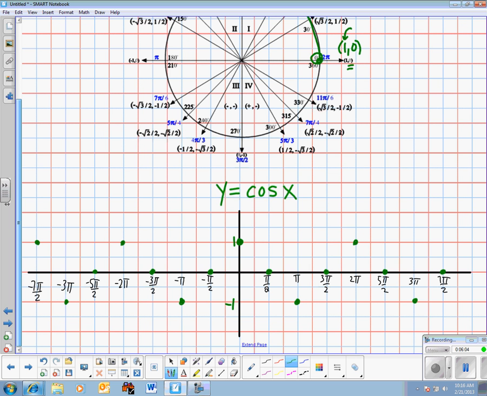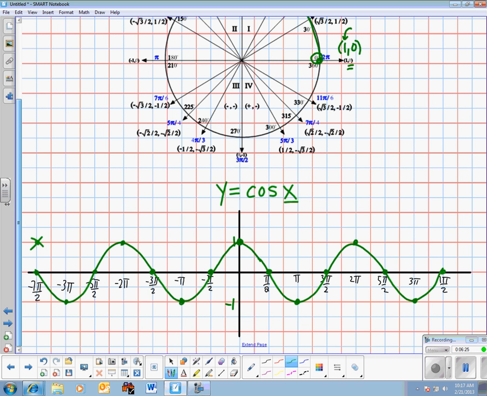All right, and again, the best you can. Oh, I missed a spot right there. That's no good. And there's a graph of cosine x. Remember, x because we're talking radians.